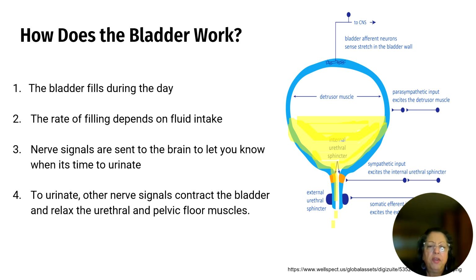And so to urinate, other nerve signals contract the bladder and relax the urethral and pelvic floor muscles. So it's like squeezing down from the top and causing that bladder wall to contract in, and those sphincter muscles relax to allow the urine to escape the bladder.